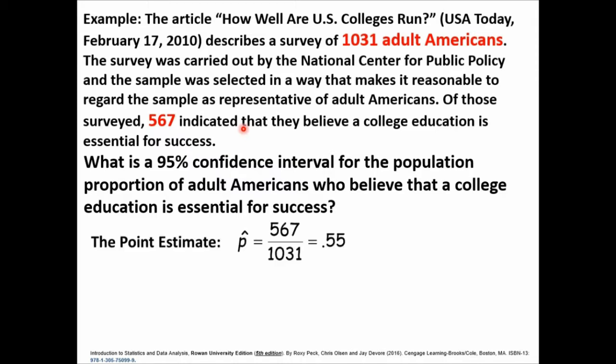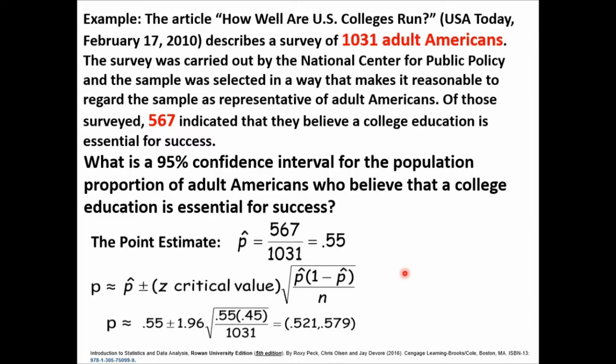Obviously, the point estimate is very simple. It is the number of adults who said that college education is essential for success, which is 567, divided by the total number of adults being surveyed. So 567 divided by 1,031 gives us 0.55. So we have 55% of adult Americans who believe that a college education is essential for success. Obviously, there is another 45% that do not believe that college education is essential for success, as this sample indicates.